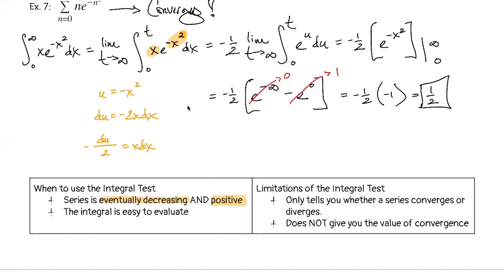So some limitations of the integral test. It only tells you whether a series converges or diverges. It does not give you the value of convergence. So again, that 1/2 is not the value that the series converges to. All that 1/2 tells us is that it does converge. All right. So yesterday we were super lucky in that for telescoping and for geometric, we could find the value, but for most of the series out there, we can't really find the values, and that's okay. All right.